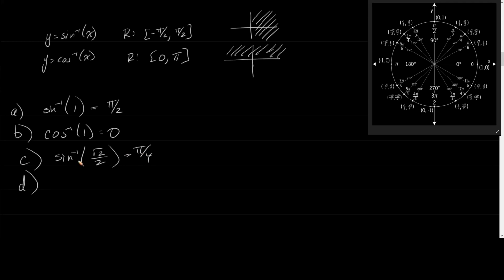Similarly, if I said something like cosine inverse of radical 3 over 2, we would say, well, let's look at the x values for cosine and see which ones are actually radical 3 over 2. And we see that it happens at two spots. It happens here, radical 3 over 2 at pi over 6, but also here, radical 3 over 2 at 11 pi over 6. But we know that for cosine inverse, the range exists in the top half of the unit circle, so the only one that could possibly make sense is pi over 6.